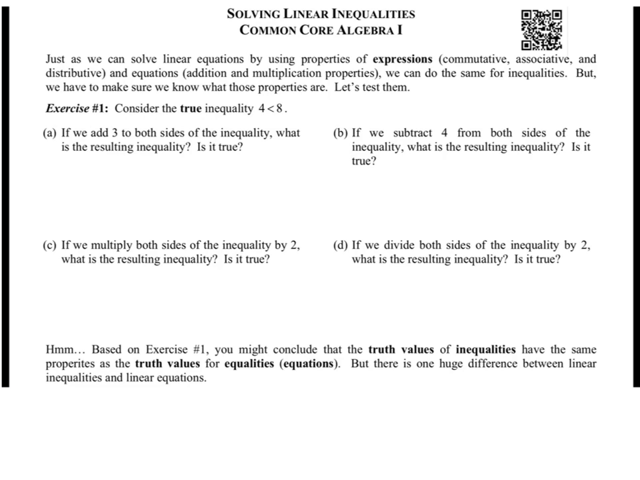An inequality is when you have that little alligator sign. So we're testing the true inequality that 4 is less than 8. If we add 3 to both sides of the inequality, what is the resulting inequality? Is it true? So we have our original 4 is less than 8, and it's saying that you need to add 3 to both sides. So now we have 7. Is that still less than 11? Yes, it's true.